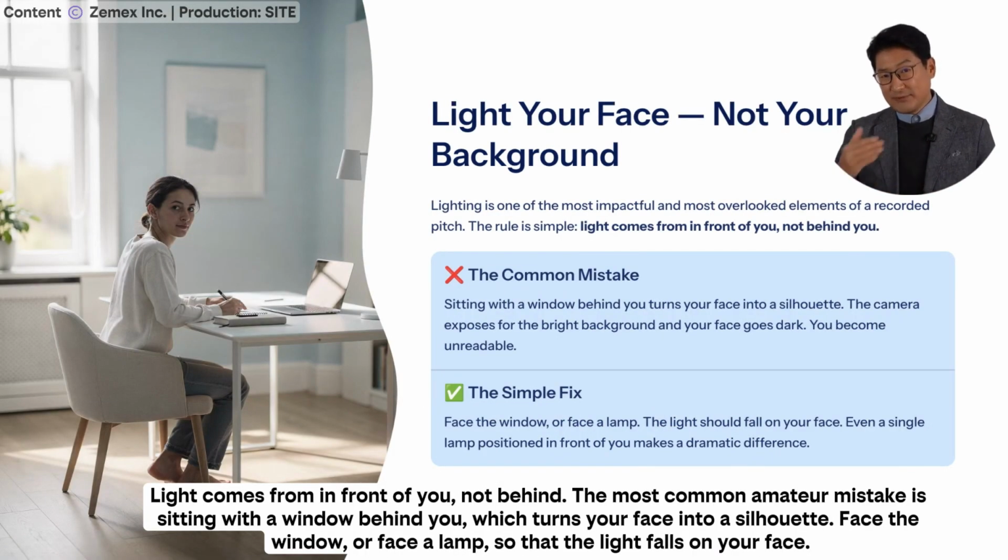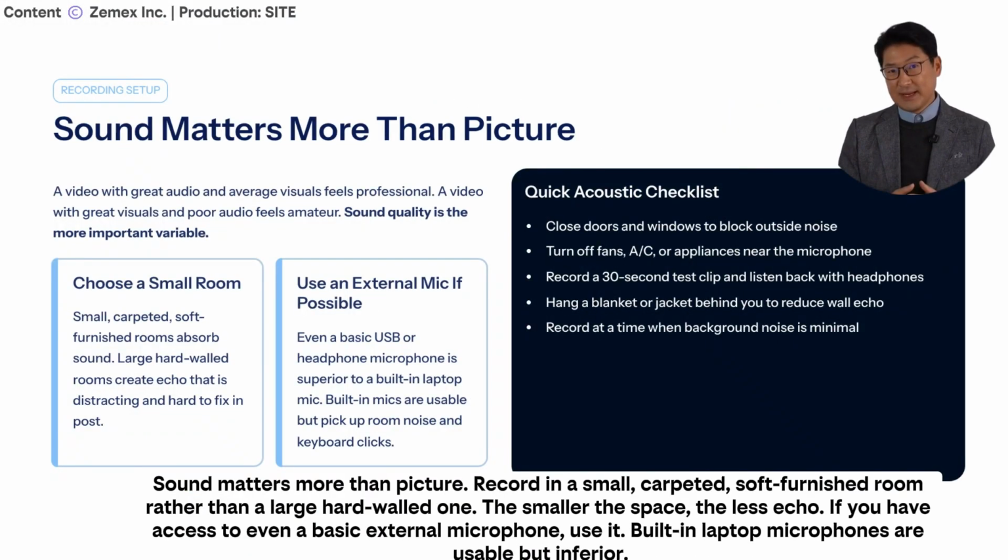Light comes from in front of you, not behind. The most common amateur mistake is sitting with a window behind you, which turns your face into a silhouette. Face the window or face a lamp so that the light falls on your face. Sound matters more than picture. Record in a small carpeted, soft-furnished room rather than a large, hard-walled one.